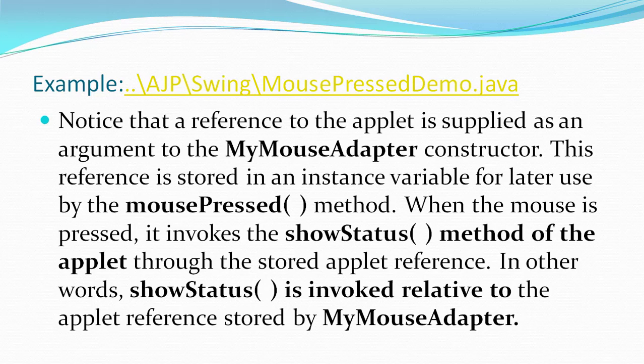Example, MousePressDemo.java. Notice that a reference to the applet is supplied as an argument to the MyMouseAdapter constructor. This reference is stored in an instance variable for later use by the mousePressed method. When the mouse is pressed, it invokes the showStatus method of the applet through the stored applet reference. In other words, showStatus is invoked relative to the applet reference stored by the MyMouseAdapter class.